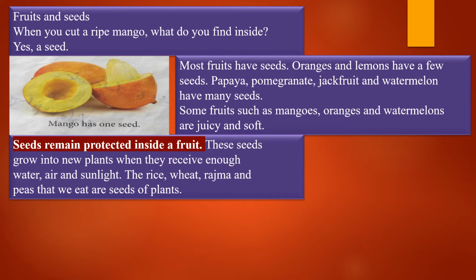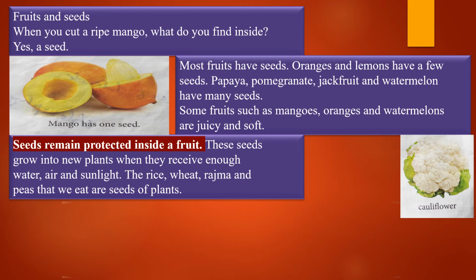Seeds remain protected inside a fruit. These seeds grow into new plants when they receive enough water, air, and sunlight. If you put the seed which you have eaten from a ripened mango inside the soil where it gets water as well as sunlight, it will grow into a new plant. You can experiment with that. The rice, wheat, rajma, and peas that we eat are seeds of plants. What is said here? Rajma, wheat, rice are seeds of plants.